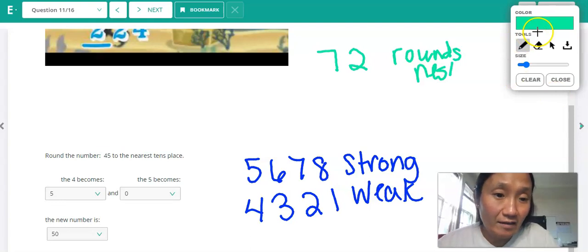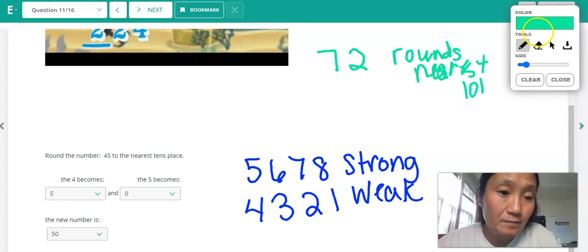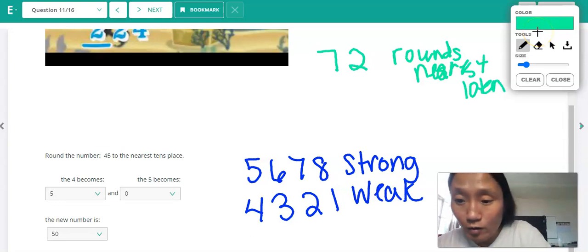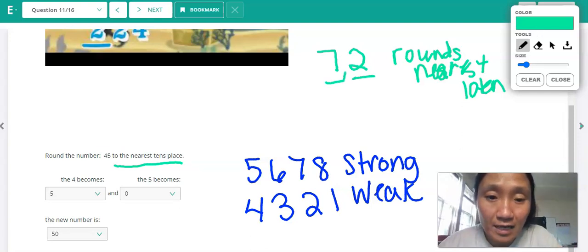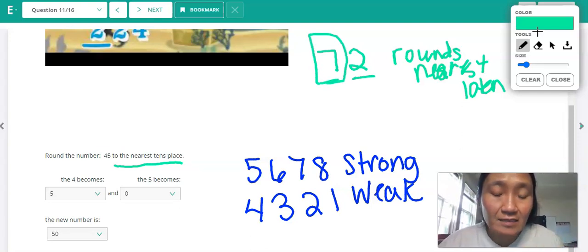To the nearest 10. I misspelled that. Nearest tens. Because that's what we're working on. We're rounding to the nearest tens place. So then I'm going to look at the tens. So here's the ones and here's the tens. That's the tens. That's the number that's going to change or not.